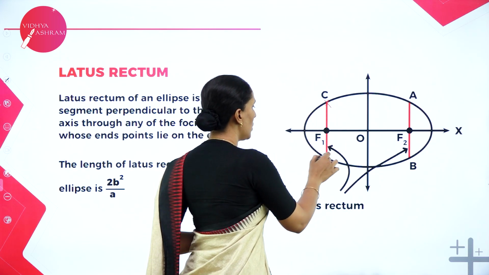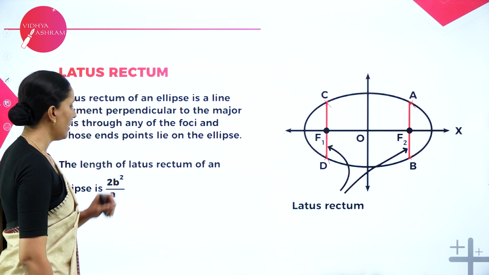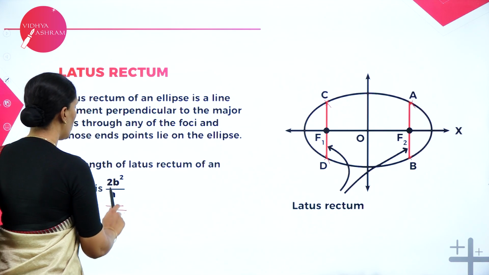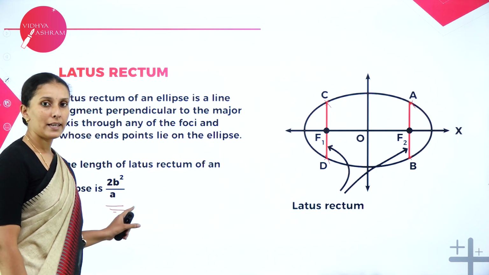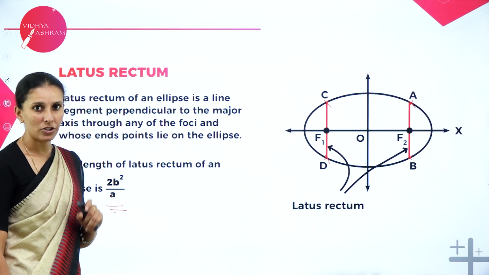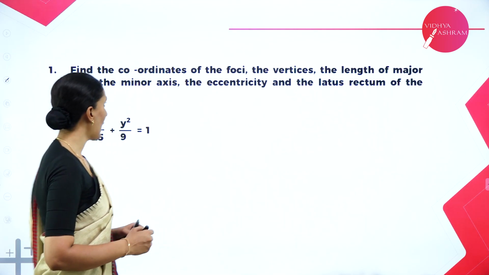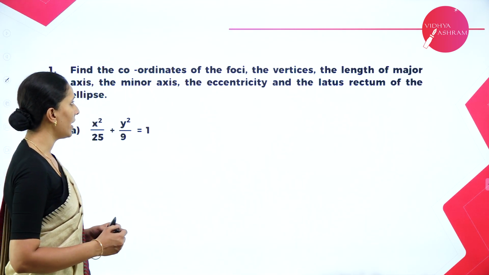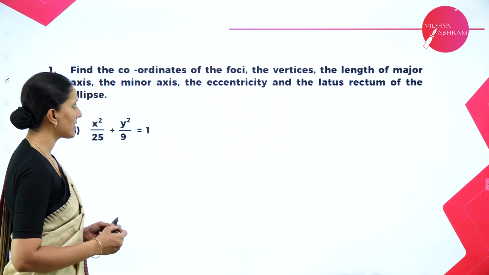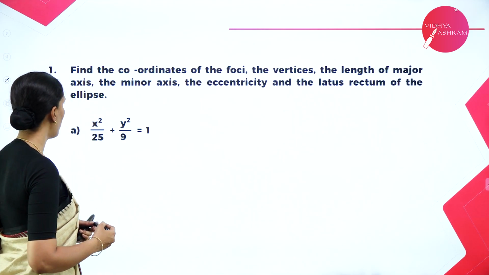So these are the end points of a latus rectum, which lie on the ellipse, and the length of the latus rectum in an ellipse is calculated using the formula 2b square by a, where b is the length of the semi-minor axis and a is the length of the semi-major axis. So now by observing all these properties, we are supposed to find the coordinates of foci, vertices, length of major axis, length of minor axis, the eccentricity and the latus rectum of the ellipse.